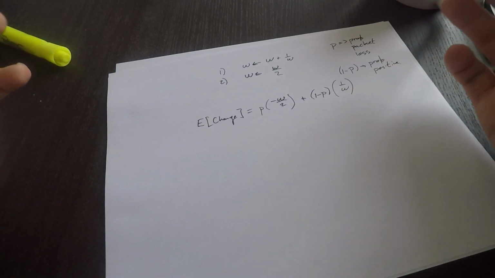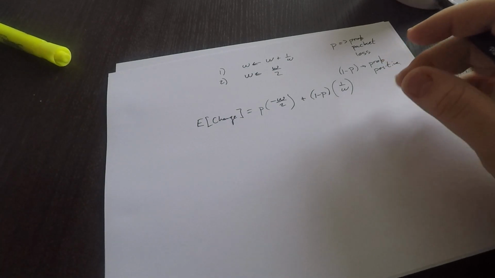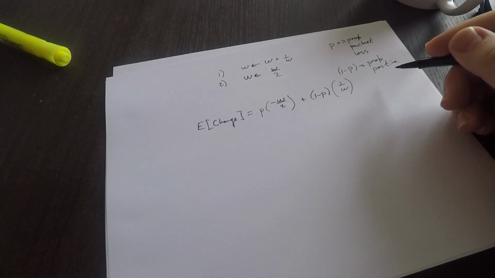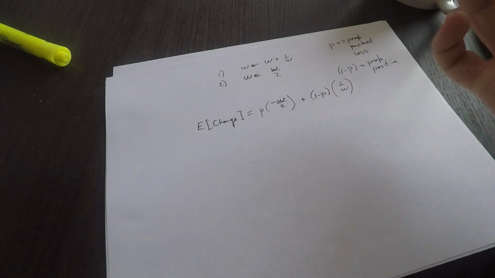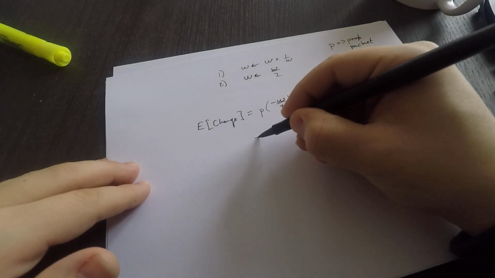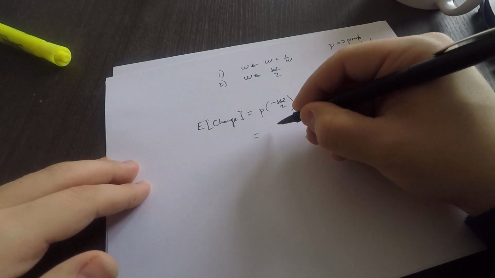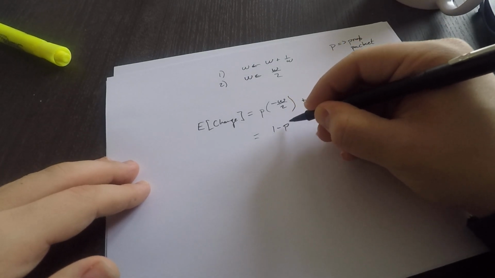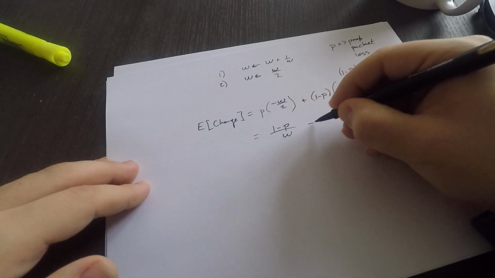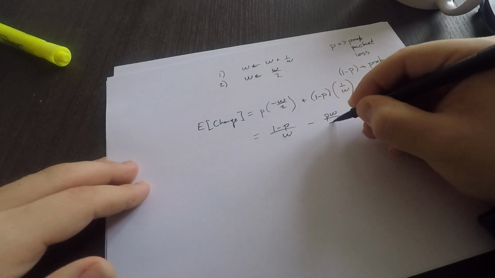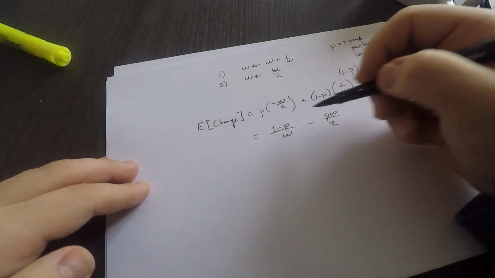So that's, I guess, all there is to that. I could clean this up a little bit, but there's really no reason to. It would just be a different version of the same solution, right? So I could say (1 minus P) over W minus PW over 2, and that's my expected change.